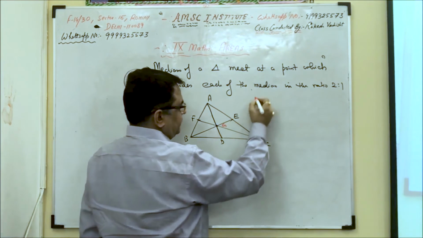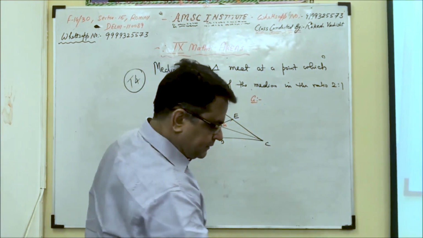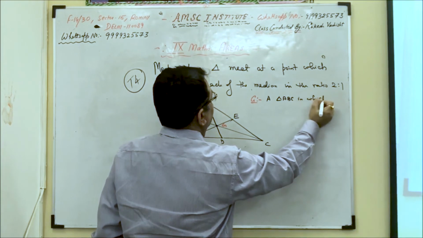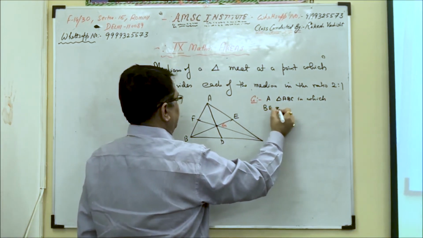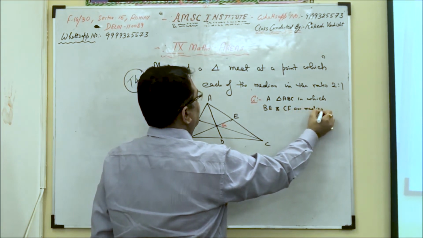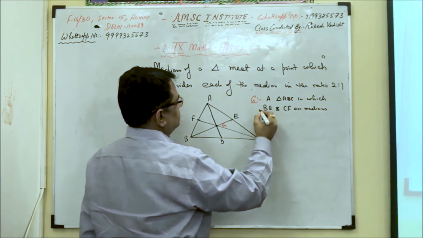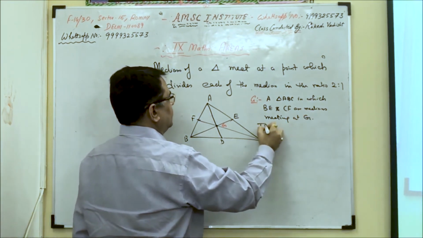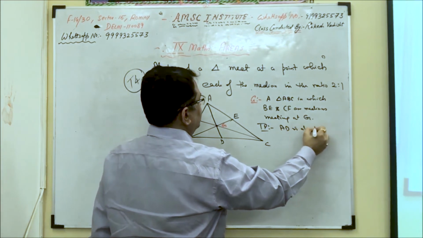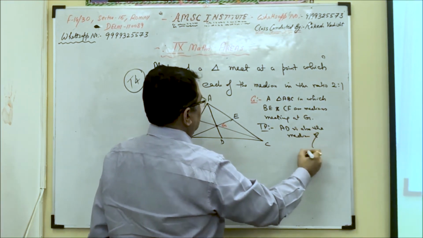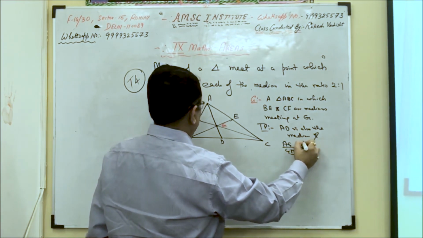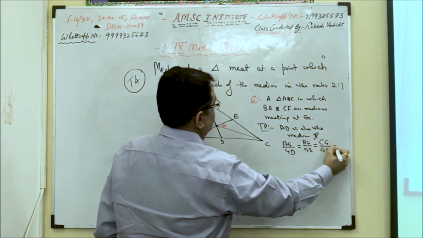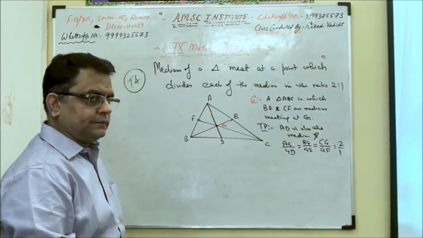So given a triangle ABC in which BE and CF are medians, meeting at G. To prove AD is also the median and AG by GD, BG by GE and CG by GF is to be 2:1.